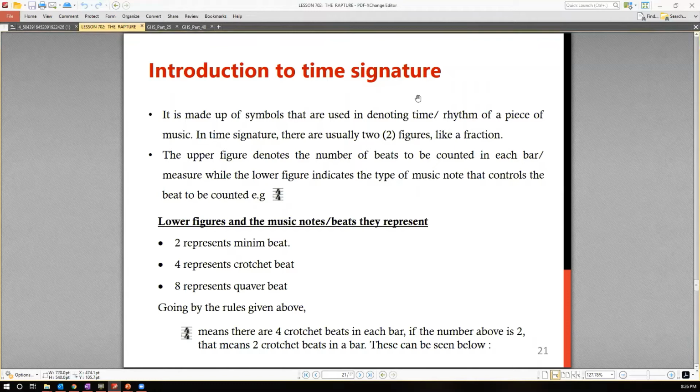Time signature is made up of symbols that are used in denoting time or the rhythm of a piece of music. In a time signature, there are usually two figures, like a fraction. The upper figure denotes the number of beats to be counted in each bar, or in a measure, while the lower figure indicates the type of music note that controls the beat to be counted.